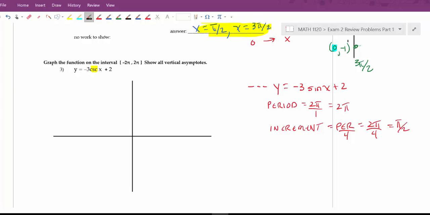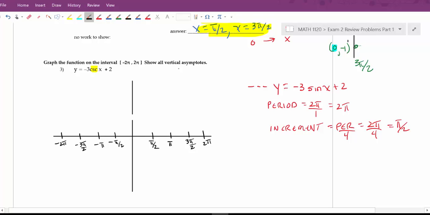So what I'm going to do is count this off to pi over 2, pi, 3 pi over 2, and then out to 2 pi like that. Then I'll do the negatives like this: negative pi over 2, negative pi, negative 3 pi over 2, and negative 2 pi.